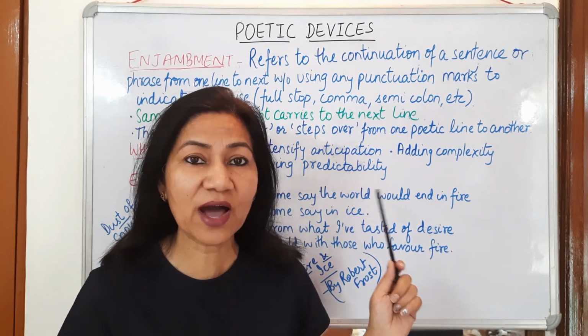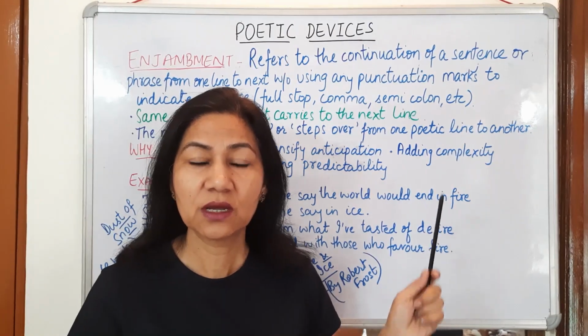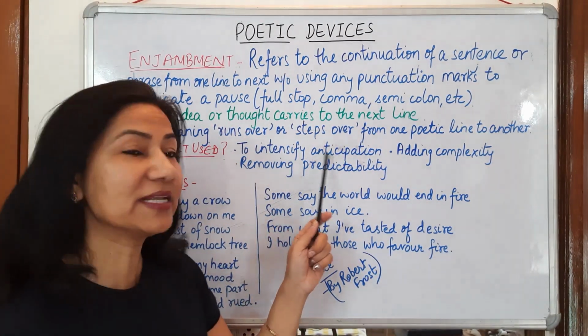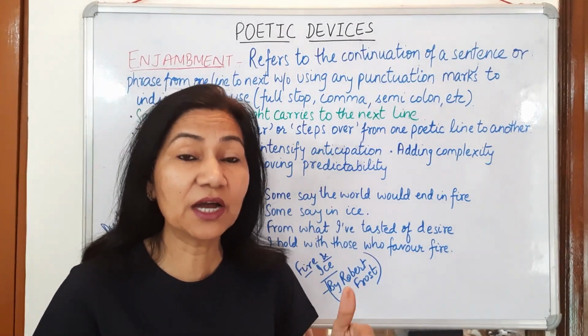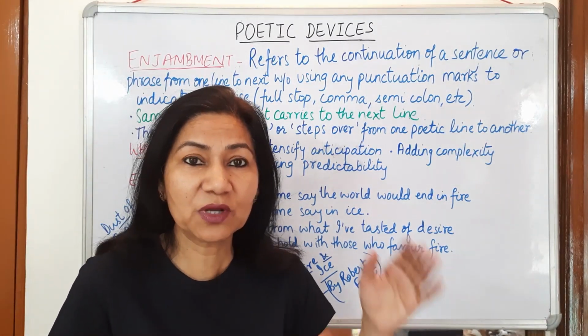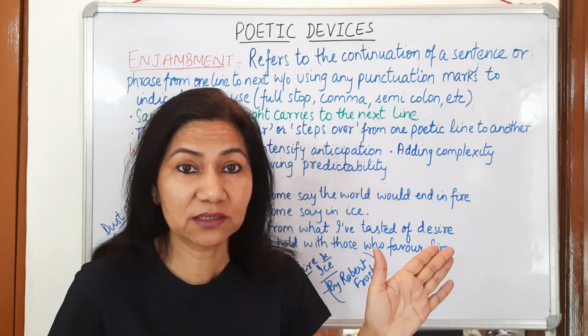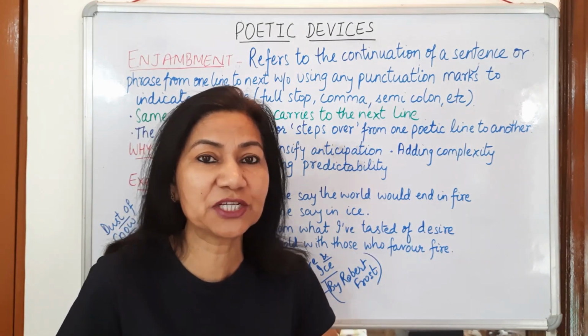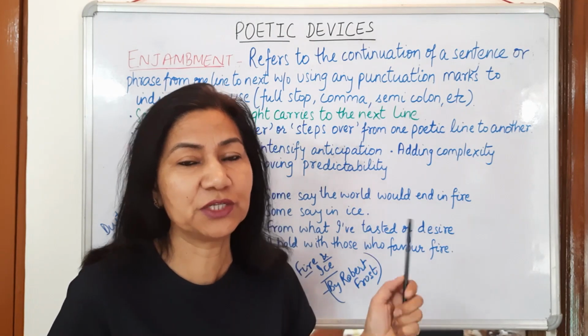अब यहाँ पे why does the poet use enjambment? To intensify anticipation. Anticipation आगे क्या होगा? We don't know because the idea has not finished yet in the first line itself. So to increase that anticipation in the readers, the poets use it.